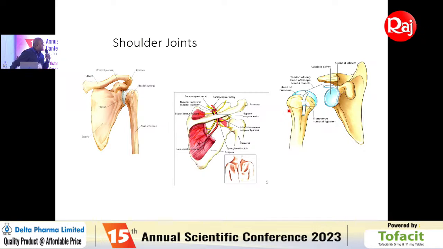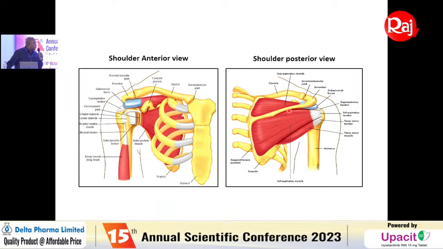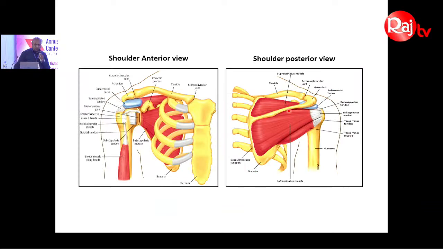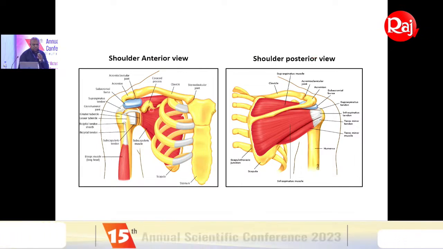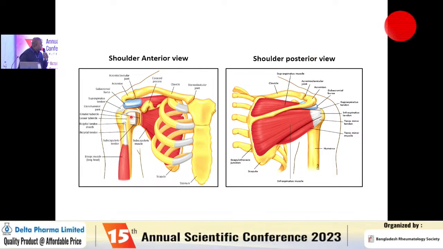We know that the shoulder joint has a glenoid fossa and the head of the humerus. The head of the humerus is larger than the glenoid fossa, so it needs extra support from other muscles, like the rotator cuff. There are four rotator cuff muscles, which are all seen in this slide. That is the supraspinatus muscle, then the subacromial bursa. In the posterior, you can see the infraspinatus and teres minor. This is the subscapularis muscle.